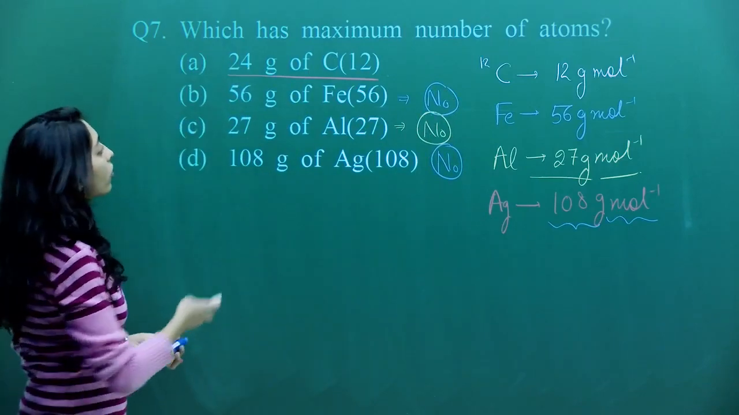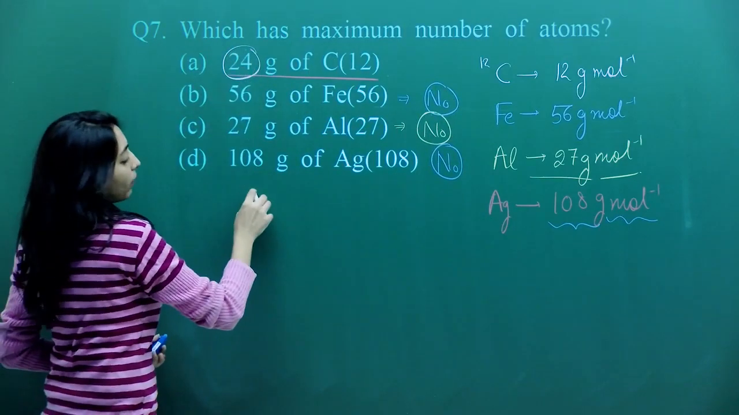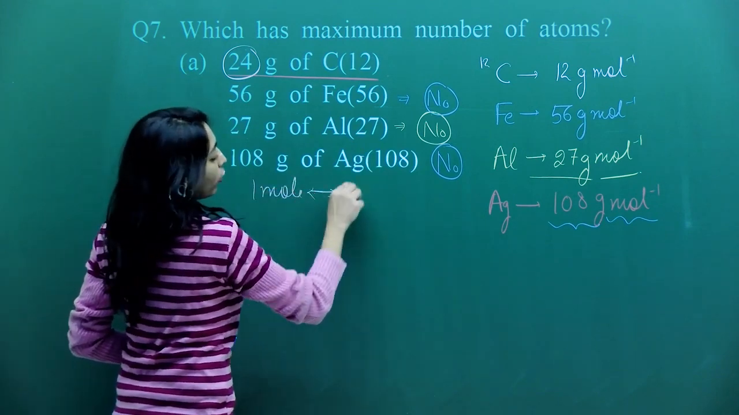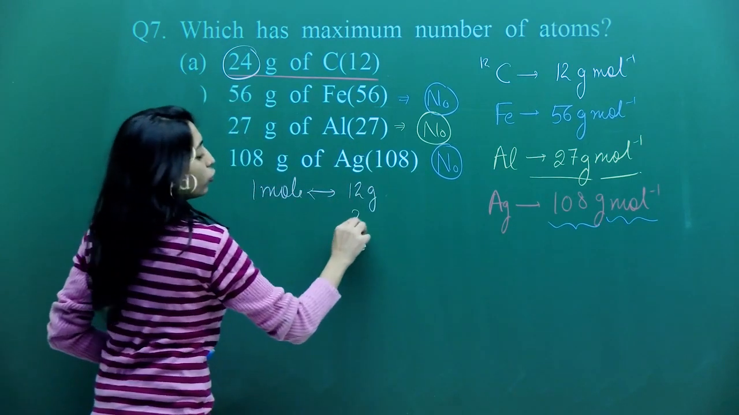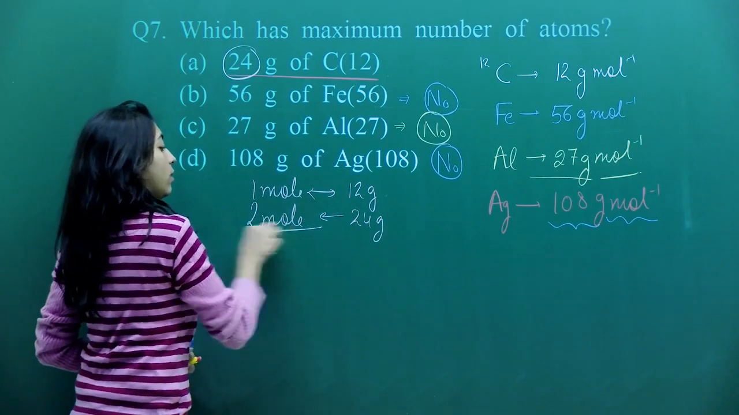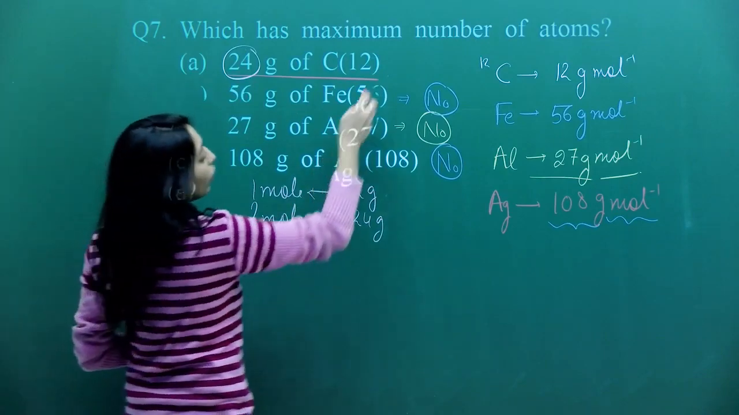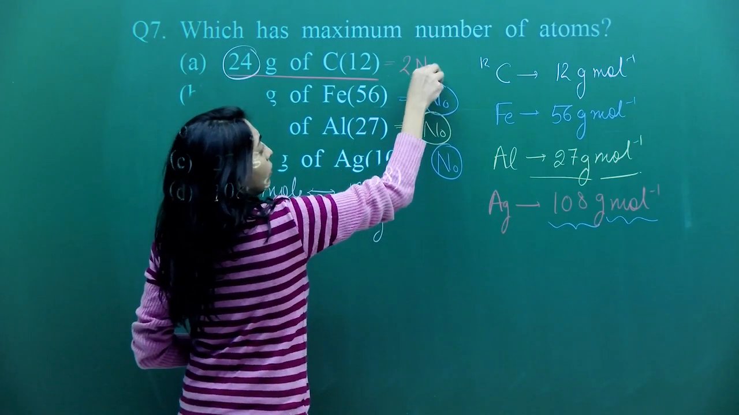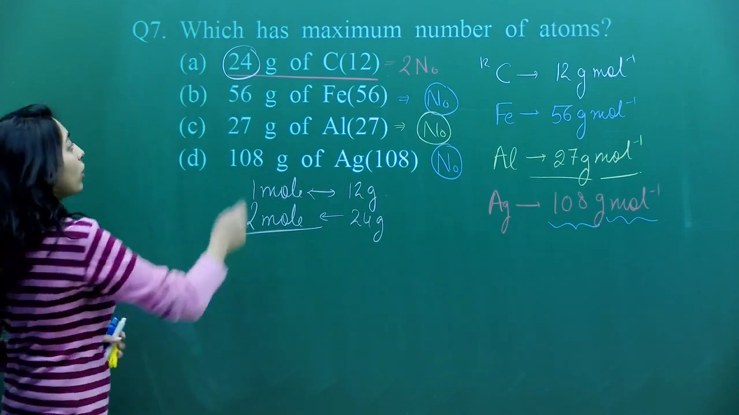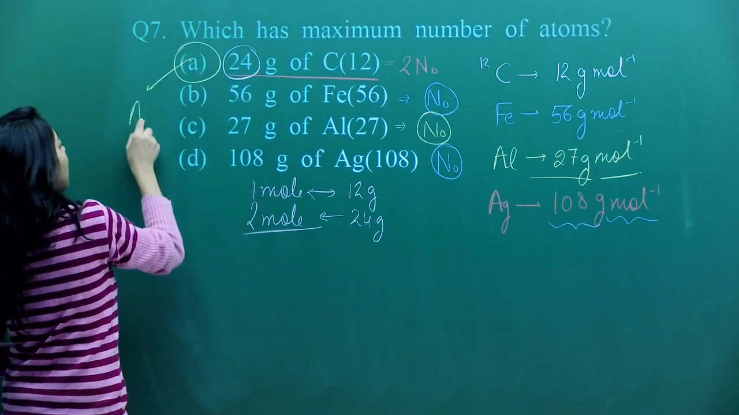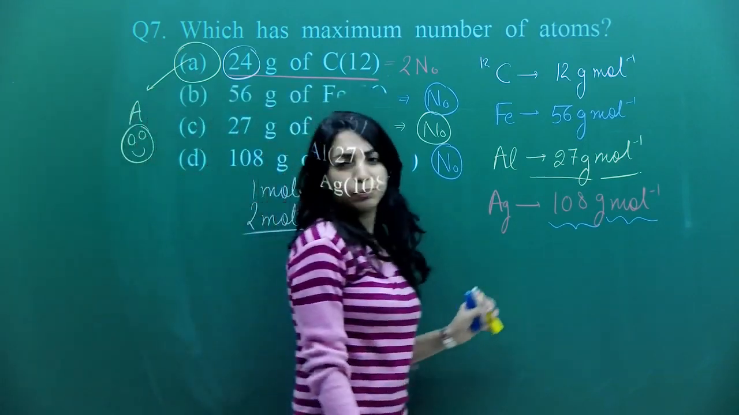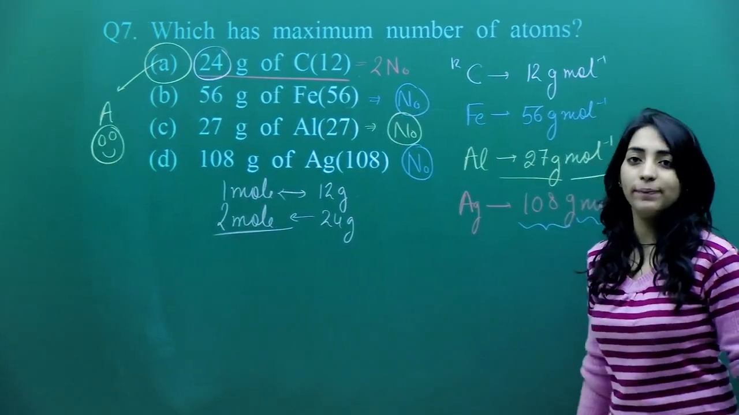Okay. But 24 grams of carbon. So see, 1 mole will correspond to 12 grams. So 24 grams will correspond to 2 moles. That means now it will be having 2 N naught number of carbon atoms, right? That means making it a total of option number A as the correct option for this particular question number 7.